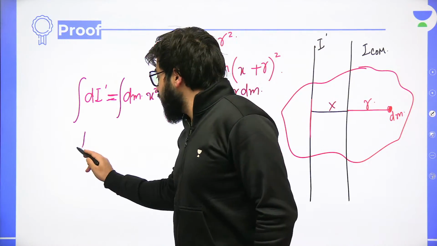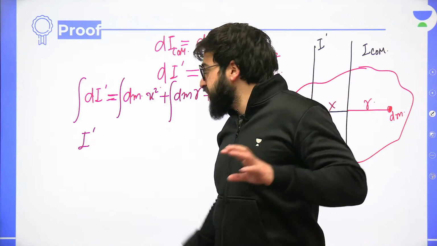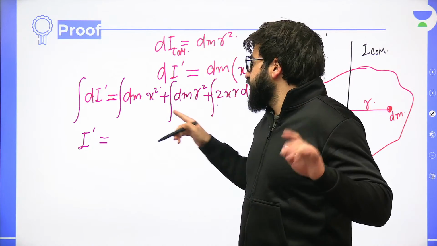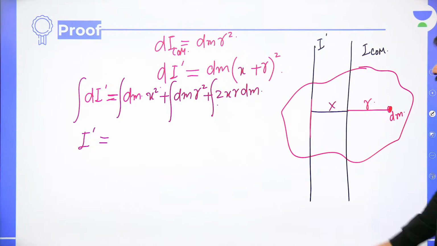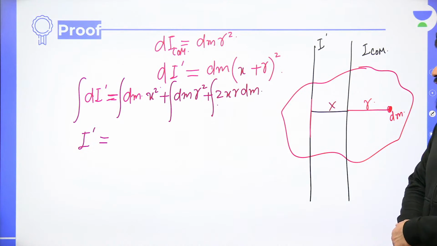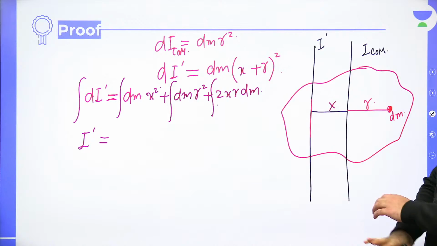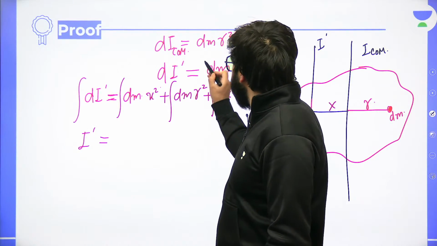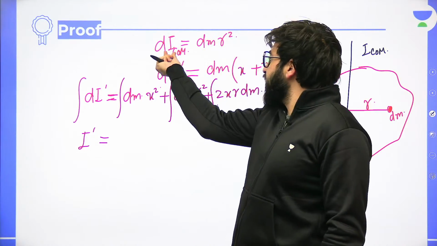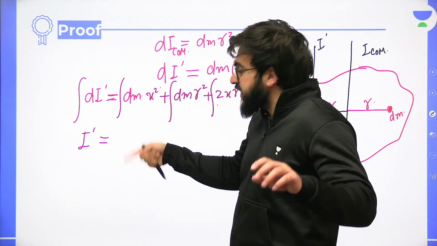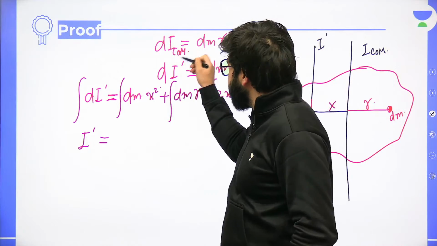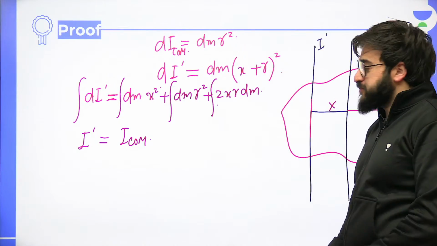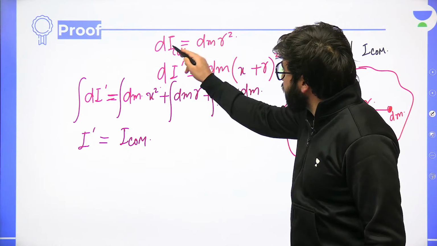So what exactly will you get? Integration of this dI dash gives this I dash. Over here, dm into x square. Can you tell me what is this dm into x square, and what is this dm into r square over here? This dm into r square I can simply represent with this one over here. It is nothing but dI_COM. When I integrate that dI_COM, I can simply write it as I_COM. I'm cancelling one step. See, this dm into r square is nothing but dI_COM.